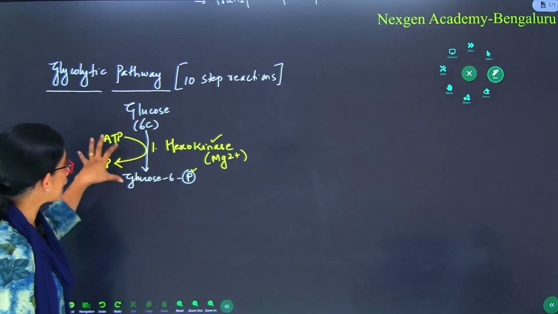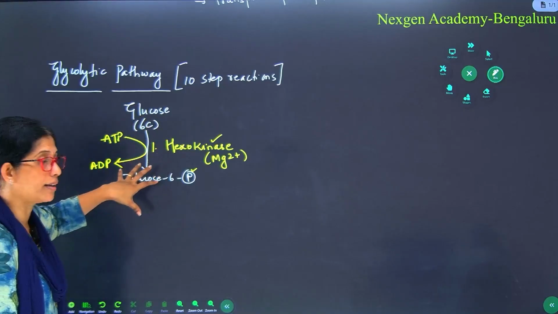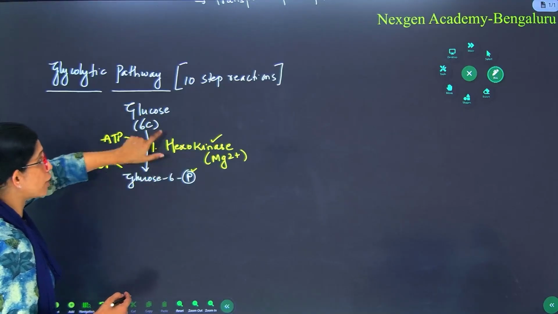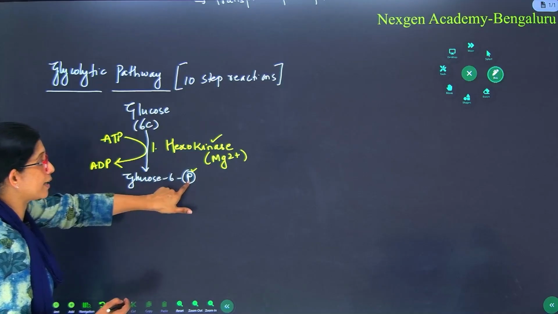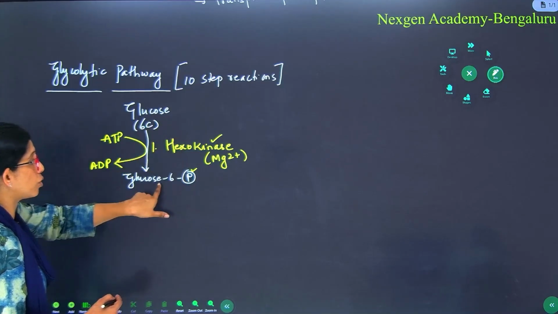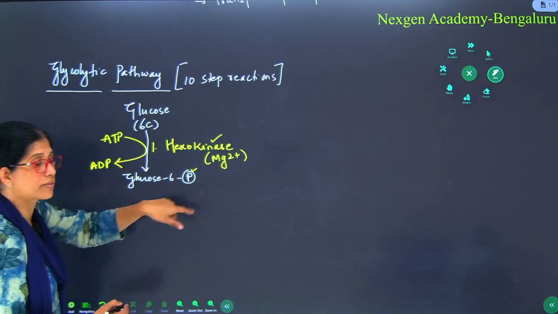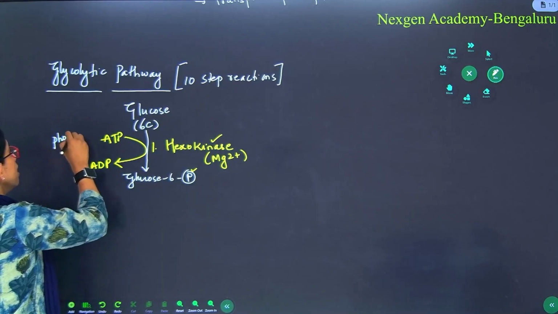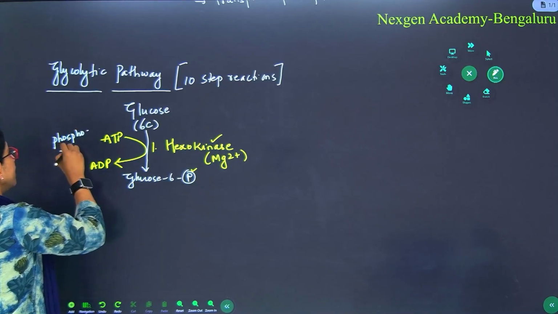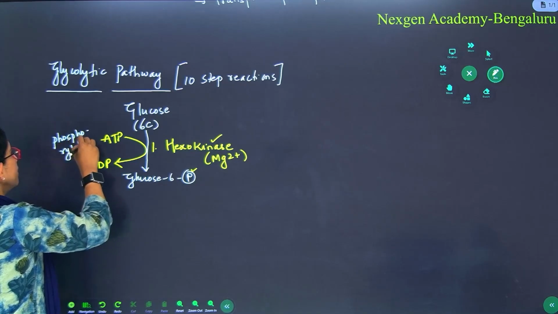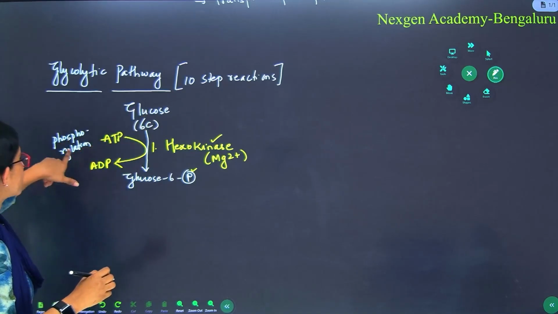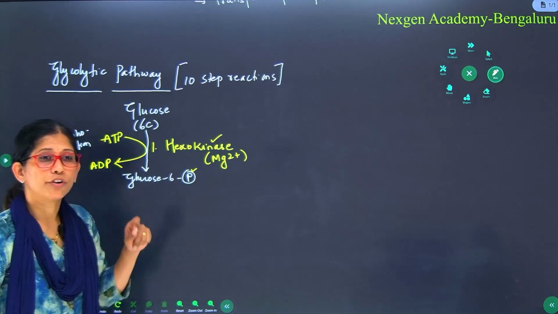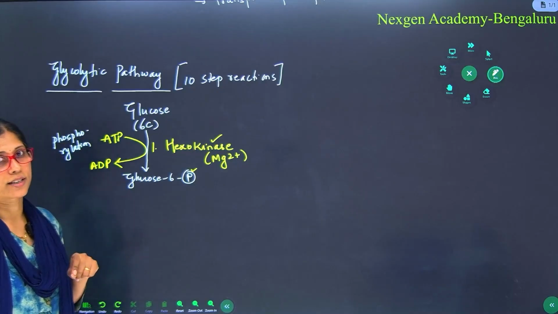So what kind of reaction is happening here? It is addition of phosphate. Phosphate is getting added to glucose to convert it into glucose 6 phosphate. So what kind of reaction is happening here is phosphorylation, right? So the entire reaction can also be called a phosphorylation reaction, right?